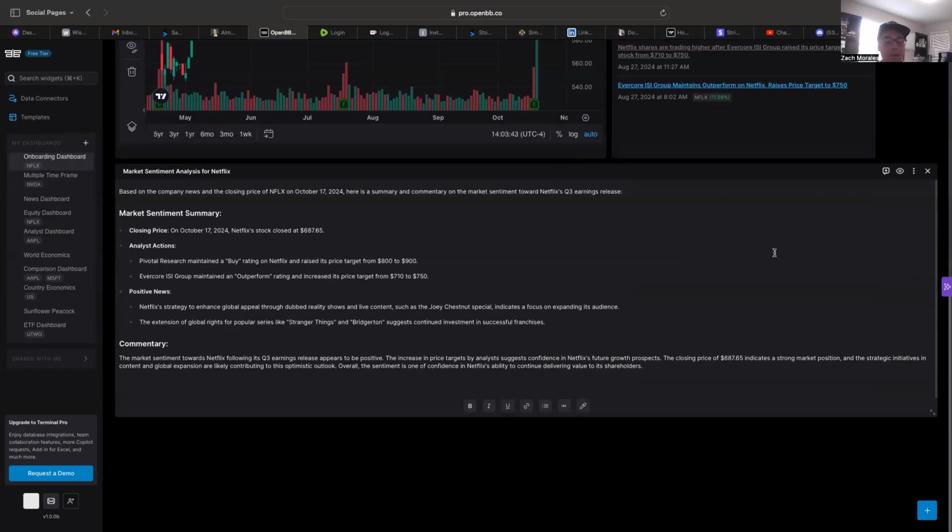But as far as commentary goes, the market sentiment towards Netflix following its Q3 earnings release appears to be positive. The increase in price targets by analysts suggests confidence in Netflix's future growth prospects. The closing price indicates a strong market position, and the strategic initiatives in content and global expansion are likely contributing to this optimistic outlook.